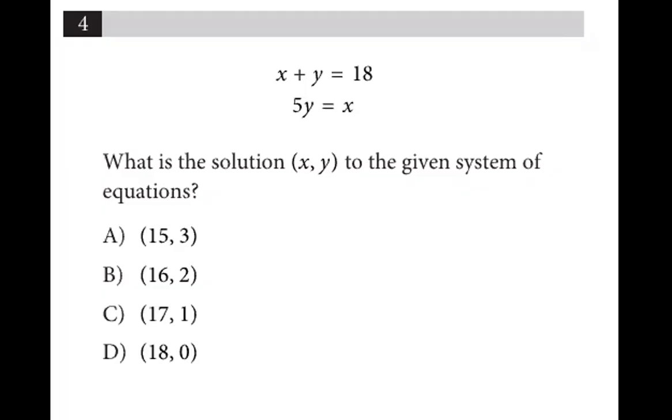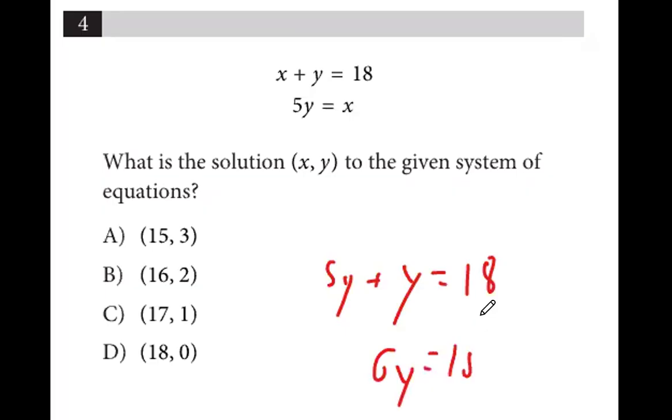Okay, so for question 4, we have x plus y equals 18 and 5y equals x. What is the solution (x, y) to the given system of equations? Well, we know x plus y is 18 and 5y equals x, so we can just plug in 5y for x. So we have 5y plus y equals 18. So we have 6y equals 18.